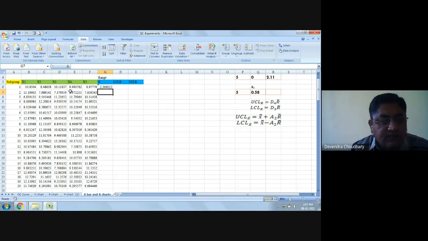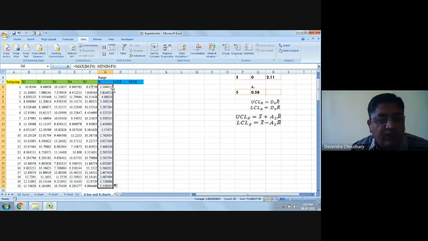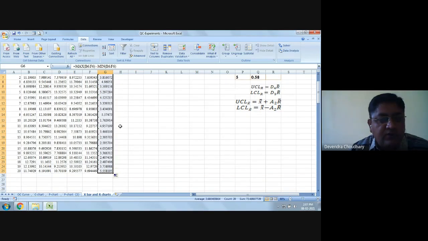So here maximum value is 10.85 and minimum is 8.48. Difference is this much. So similarly, I calculate for all the subgroups.